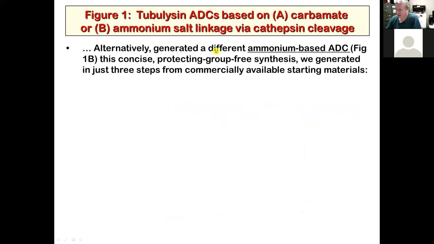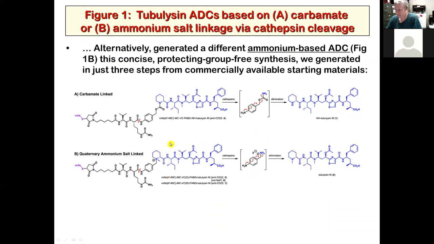Okay, so alternatively, generating a different ammonium-based ADC, they do a protecting group-free synthesis. We generated it in three steps from commercially available starting materials. Now what they did is, here they show the original strategy. This is the one with the secondary amine. They basically were able to create a similar antibody drug conjugate, but now look at that. This is the key part. It's a tertiary ammonium, or a quaternary ammonium, that does the same exact thing when cathepsin cleaves it. It kicks off, and then they break off, and oh, cool, tertiary amine, right? So that's kind of the basis of this paper, right?